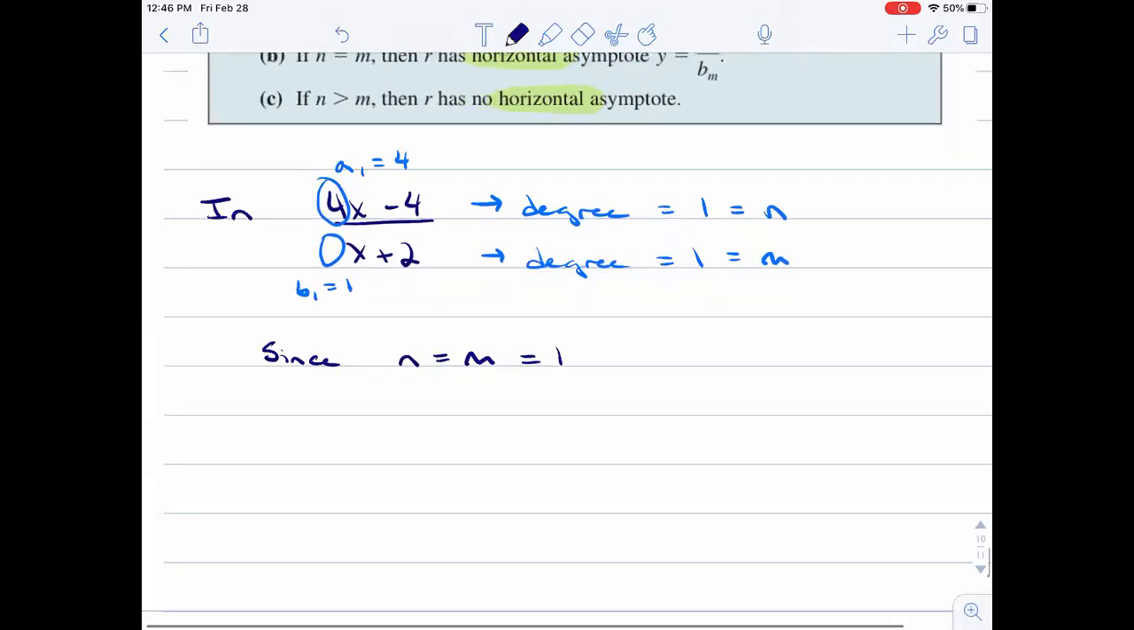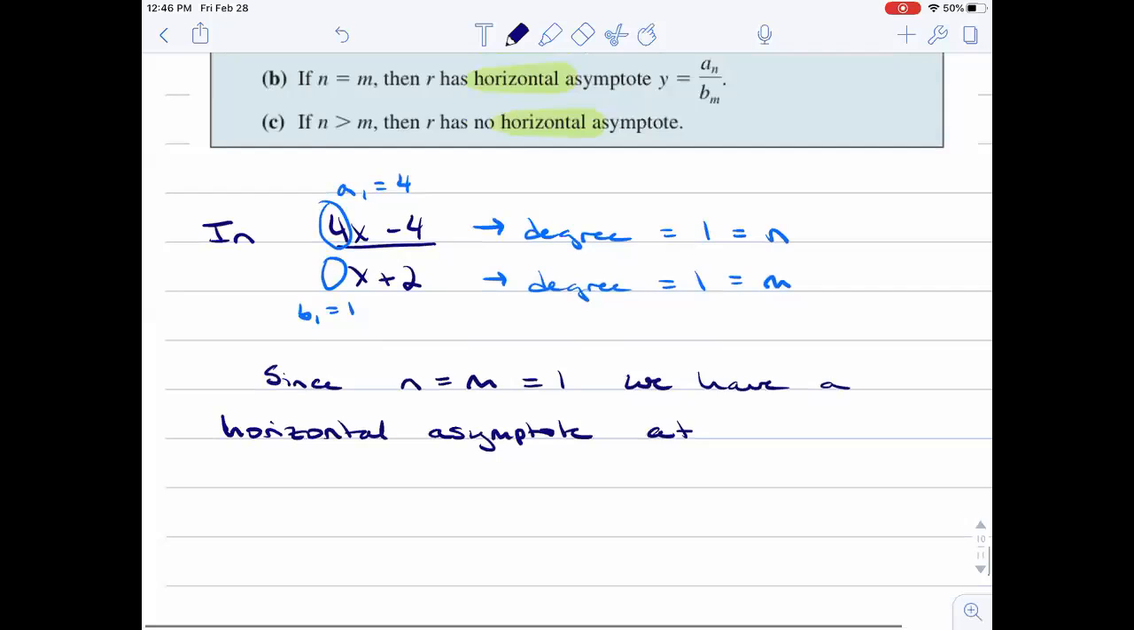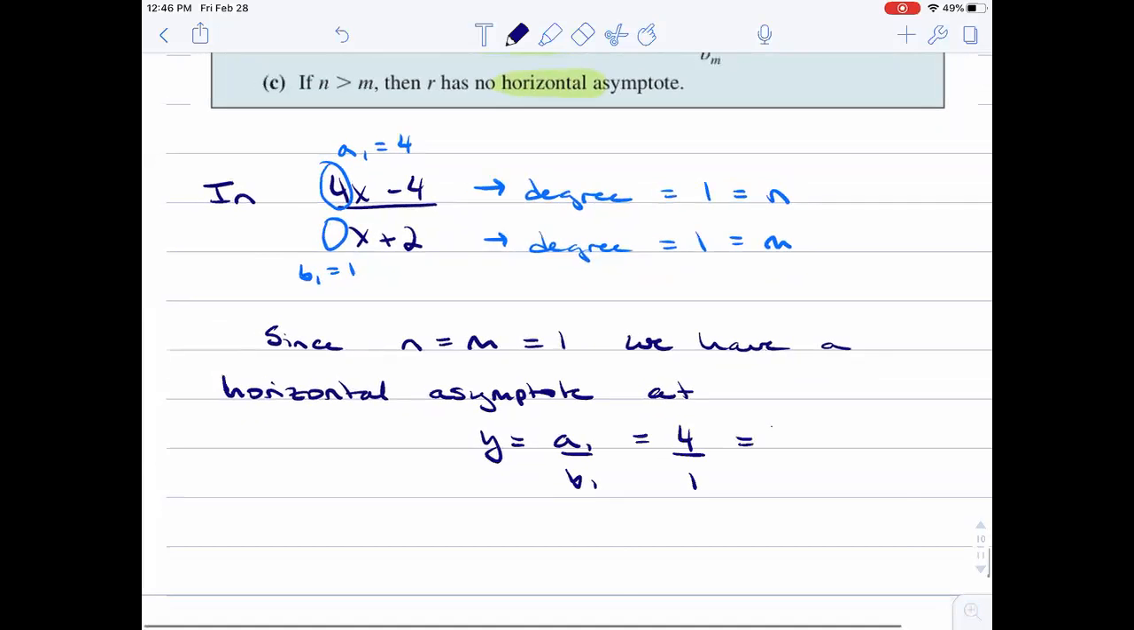we have a horizontal asymptote at y equals a1 over b1. Well, the subscript 1s are just because the degrees are 1, right? You could ignore them. You could just say a over b, which is going to be 4 over 1, which is 4.